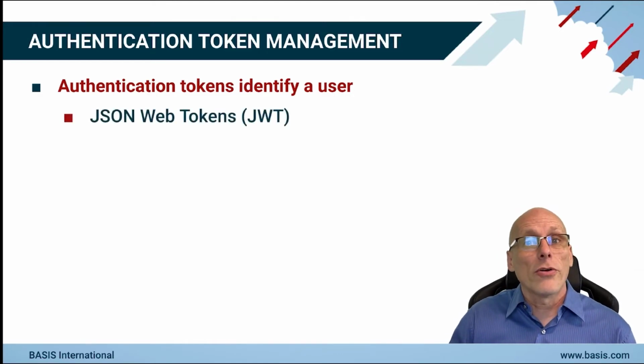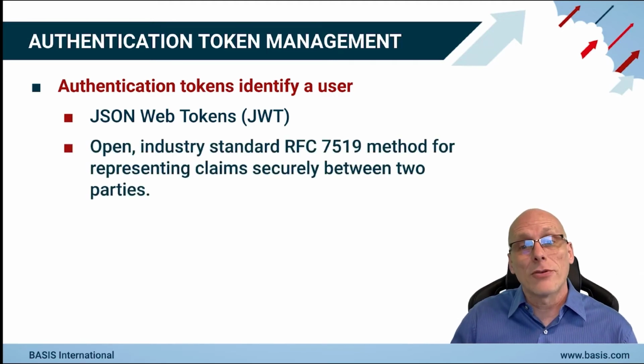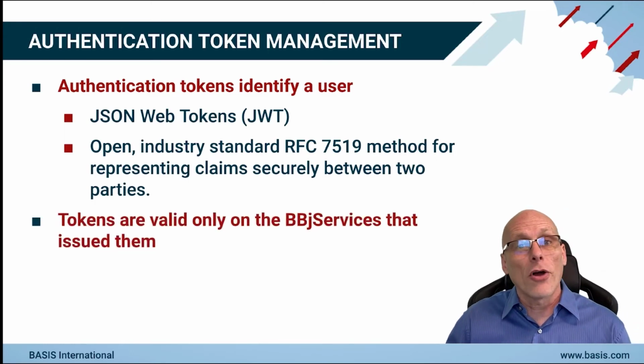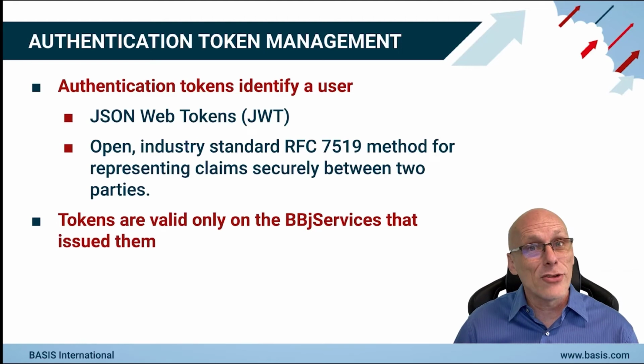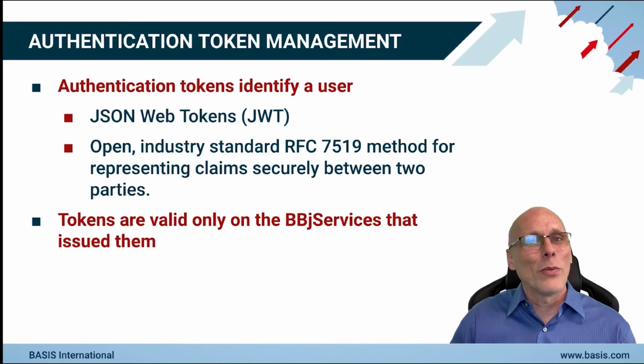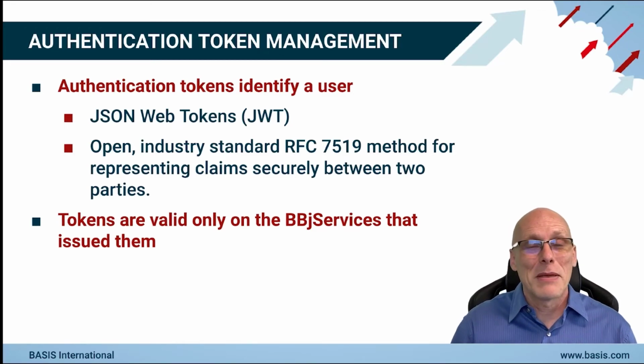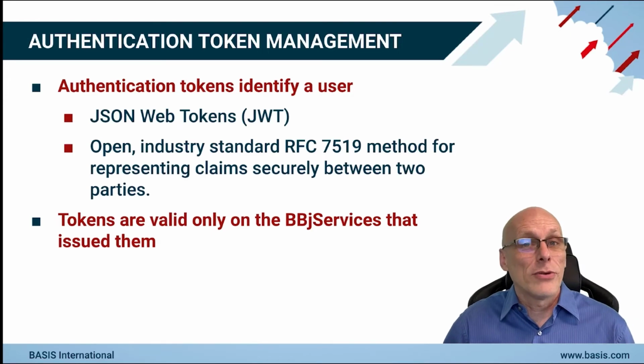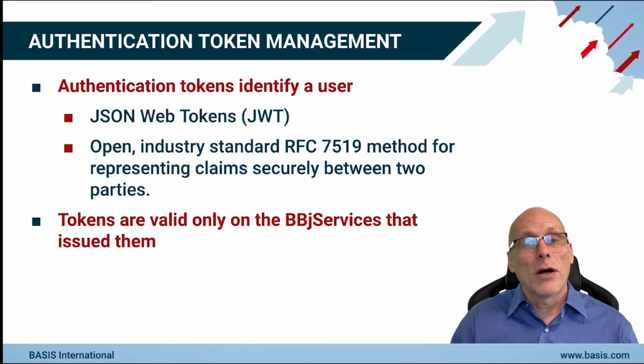But these tokens are stored in a JSON Web Token format, JWT, and that is an industry standard method for representing claims securely between two different parties. Tokens are valid only on the BBJ services that issued them. And that's, of course, an important quality of these tokens, because you wouldn't want to be able to create a token on one BBJ services that identifies you as admin and then use that token somewhere else without going through proper channels. Now, we do give you the capability of sharing what we call the shared secret key, which is the way that these tokens are generated and identified and validated.